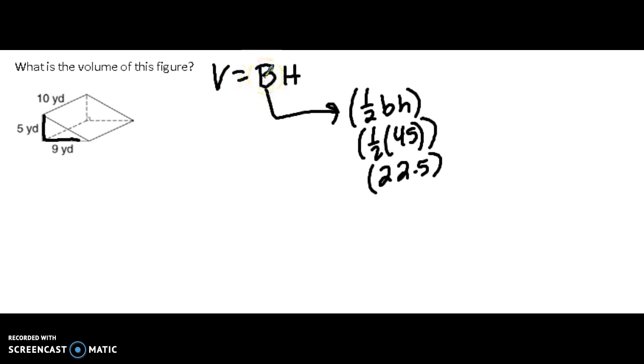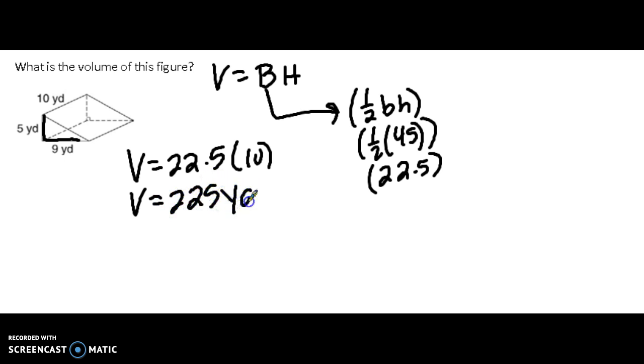Once you find the area of that triangle, multiply it by the height of the prism. The height of a triangular prism is the side that connects the two triangles together. So I'm going to multiply that by 10, and that gives me a volume of 225 cubic yards.